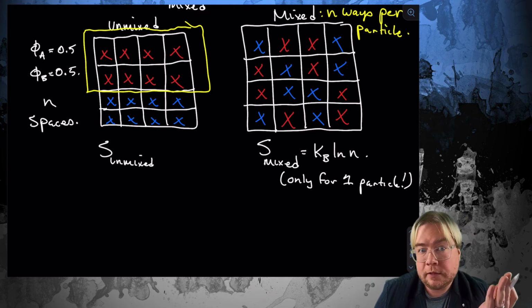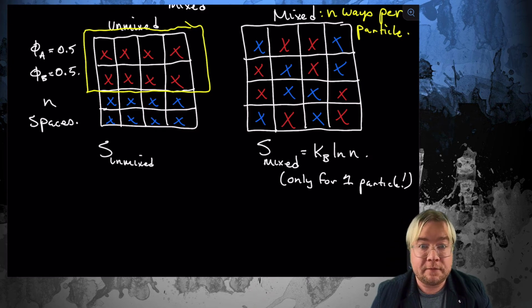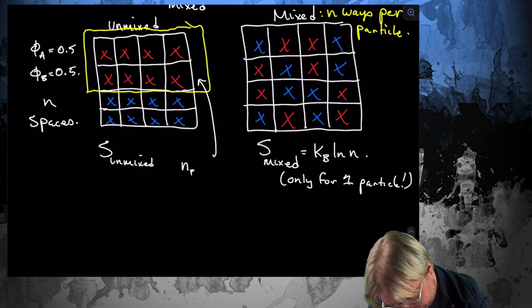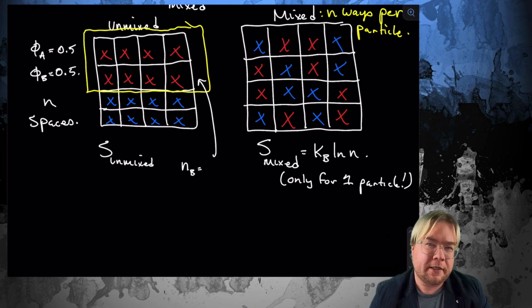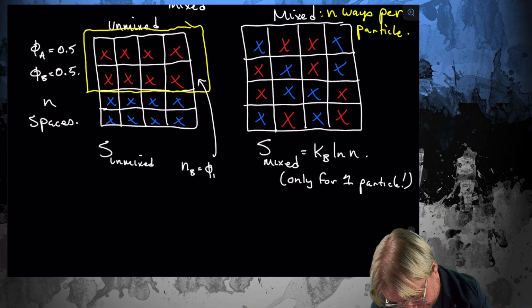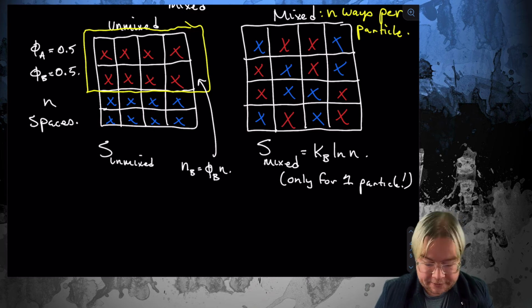So we can just count. So you can see in the area of the lattice where I've boxed it in with that yellow box, instead of there being 16 spaces, there's only 8 available. So the number of spaces that I have that are accessible in here, the number of spaces for B is what? Well, it's some fraction of the total number of spaces, and it's actually going to be phi B times the number of spaces. And in this example, it's half of them.